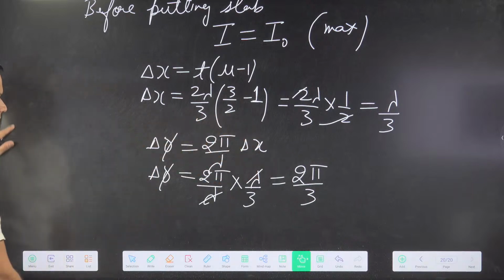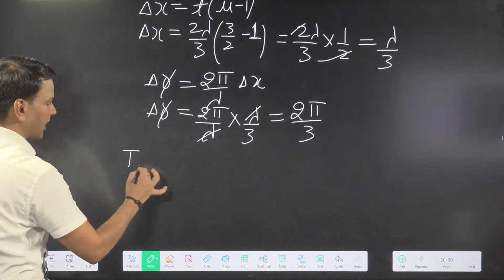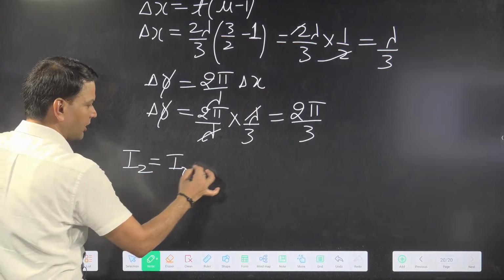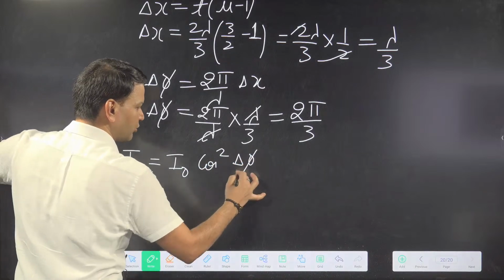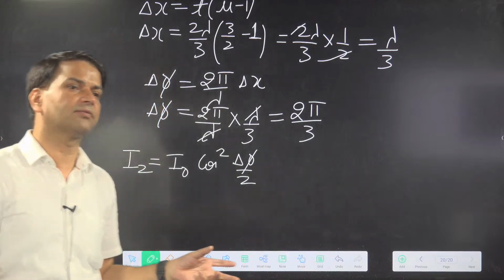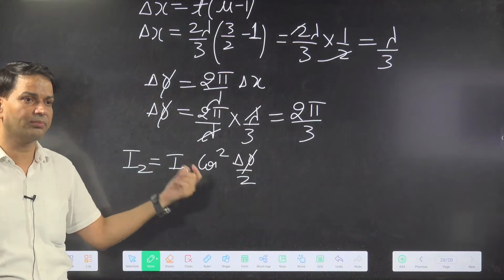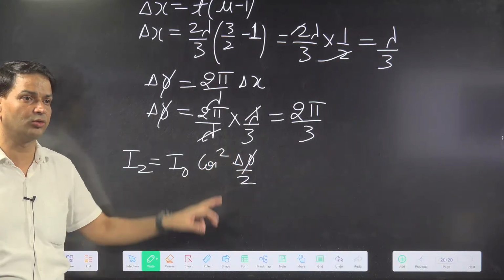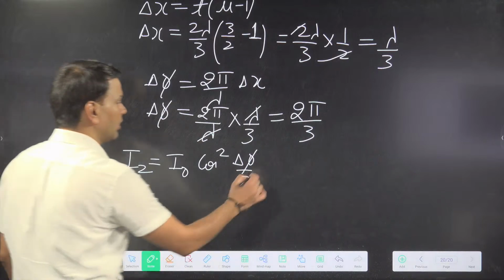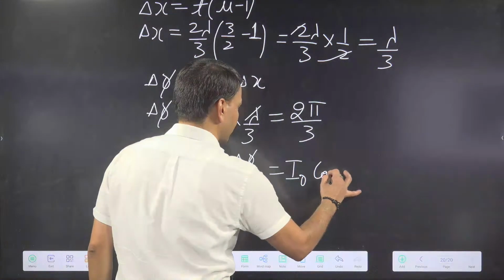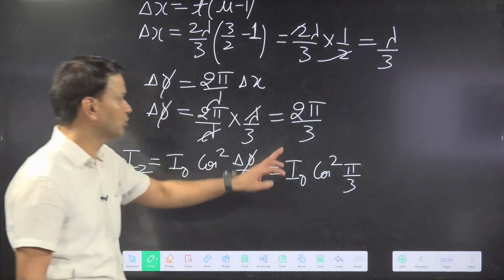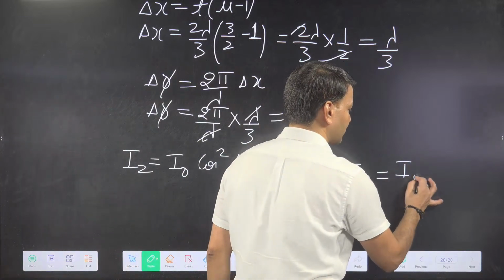Now for the resultant we will use the formula I_R, or I2, I can use. I2 is equal to I naught into cos square (delta phi by 2). This is the formula of the resultant intensity in interference when both sources have equal intensity, where I naught is the maximum intensity. Delta phi by 2 is 2 pi by 3 by 2, so 2 and 2 cancel out. So you get I naught into cos square (pi by 3). Cos pi by 3, cos 60 degrees, is 1 by 2. 1 by 2 squared is 1 by 4. So you get I naught by 4.